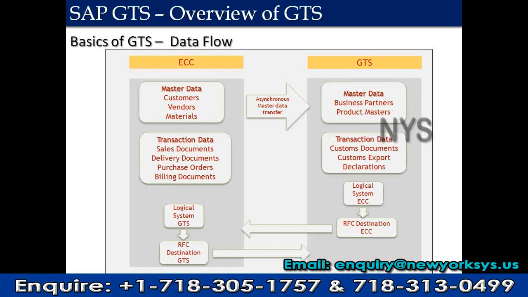Okay, the master data in GTS: customer and vendor are called a business partner in GTS. There is no customer and vendor separately in GTS, but those are called business partners. Okay, and materials are called a product master in GTS. Same material codes will be available in GTS. It has the internal number and external number. The external number is the number which is coming from the feeder system, and the internal number is the number which gets generated when the material is transferred to GTS.